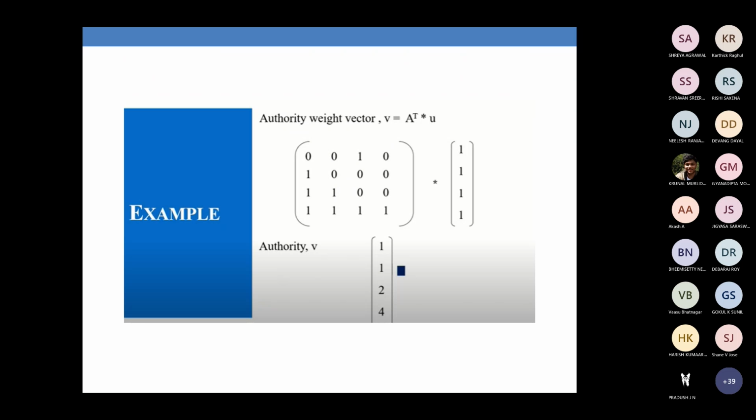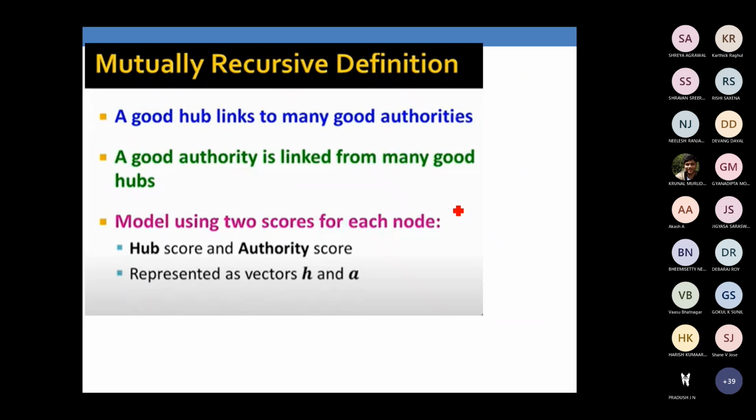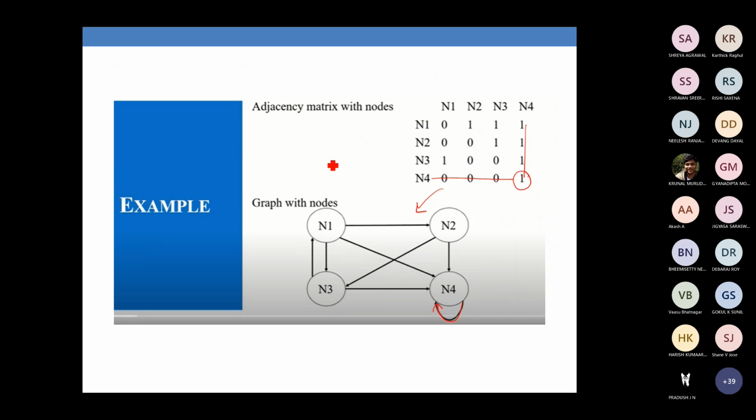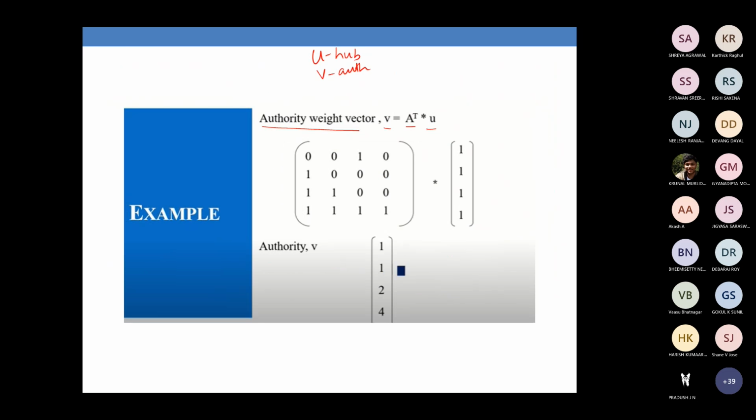So how to do this? The authority update and hub update rule. I'm going to find a new authority weight vector. How can I find it? U is for hub, V is for authority. Just have it in mind. V is equal to A transpose multiplied by U. The initial hub score value is 1, 1, 1, 1. This is what our algorithm is: initialize all the weights to 1. So hub and authority scores are initially 1. We multiply A transpose into U, and this is going to be your new authority.